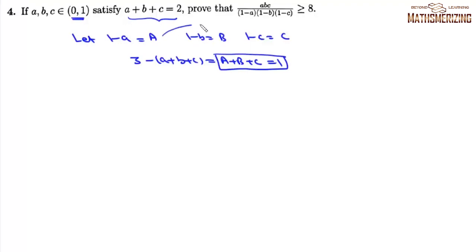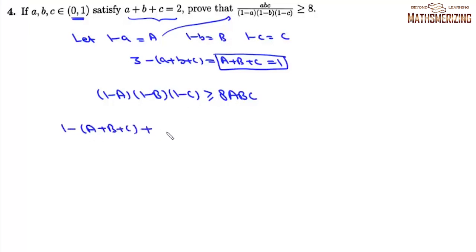So the value of capital A plus B plus C is 1. Now we'll change this inequality in terms of capital A, B, C. So in the numerator we'll have a, which is 1 minus A, so it'll be (1 minus A) into (1 minus B) into (1 minus C), and it'll be greater than or equal to 8 into ABC. Now we'll multiply these three brackets. We can write 1 minus (A plus B plus C), and then plus (AB plus BC plus CA) minus ABC, and it'll be greater than or equal to 8ABC.